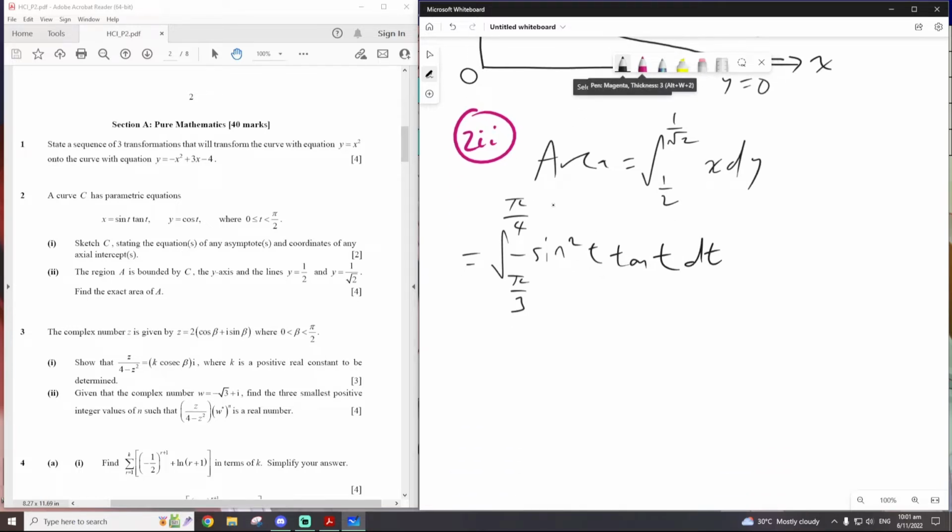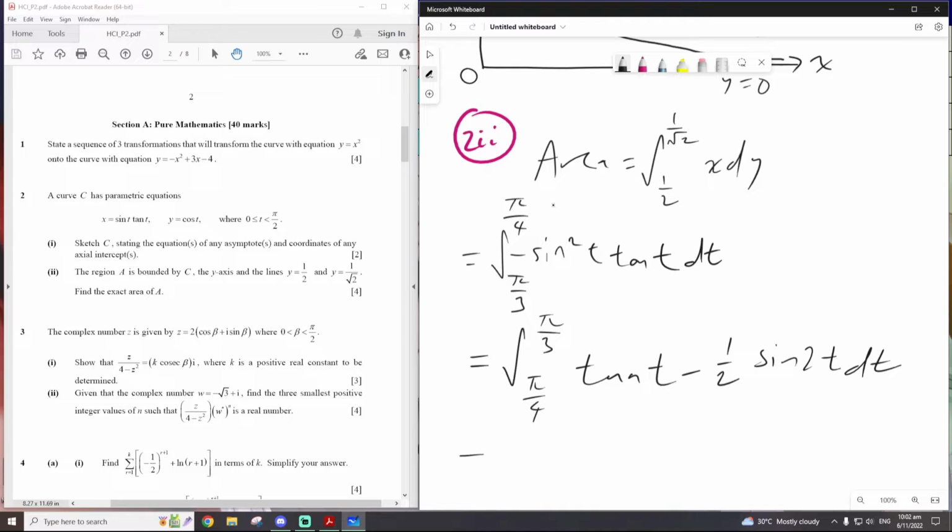Then we're going to use a bit of properties. So I'm going to combine two steps into one. I'm going to change the limits of integration because pi over 3 is greater than pi over 4. So bring this to the top and take away the negative. At the same time, sine squared is 1 minus cosine squared. So I'll get tangent t minus sine t cosine t. So that is the integral from pi over 4 to pi over 3 of tangent t minus half sine 2t dt. And then you can proceed to integrate.